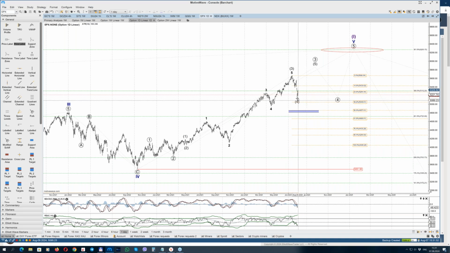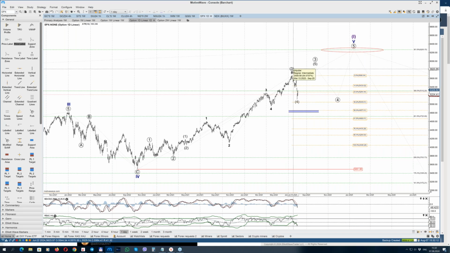Wave 4 count is valid above 48.57. Yes, we could revisit that low. The next support is the 50.48 region. There, wave 4 could complete. This is the 38.2% retracement of the entire wave 3 as presented on this chart.